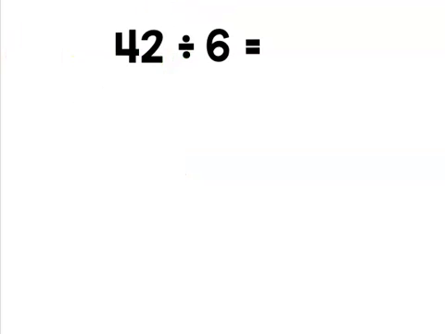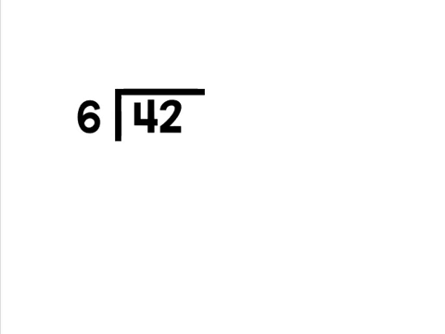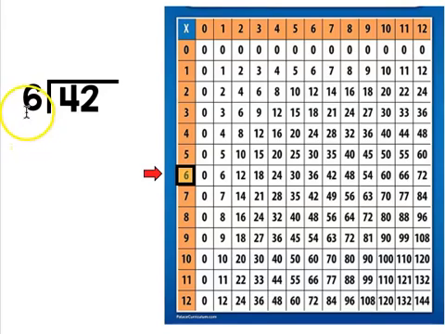Let's try another one. 42 divided by 6. First thing we want to do is change that into working form. So it is read the same way, 42 divided by 6, but it's easier for us to work in this format. So we have the 6. We're going to find the 6 on the multiplication table. We are looking for a number; 4 is too small. We have to go all the way to 42. So we go all the way across until we find 42, and then we're going to look up at the top, and we have a 7.